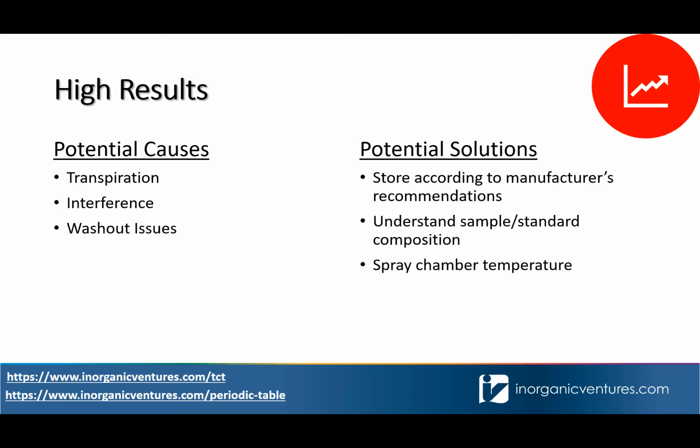The interferences, just understanding what's in your sample and your standard will help you overcome any interferences. Also your method validation activities will help you with interferences. Another thing, if you're suffering terribly from oxide interferences, a temperature regulated or temperature controlled spray chamber can help in those situations. So at lower spray chamber temperatures, you see fewer interferences.